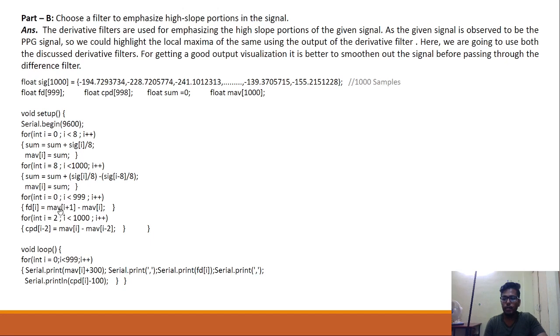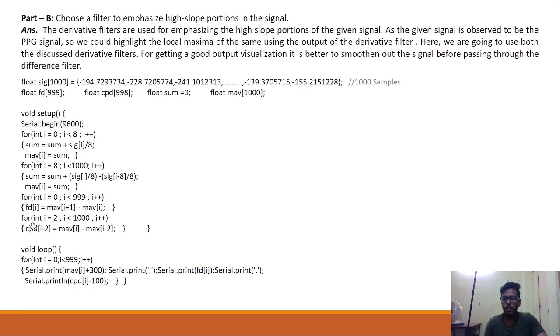So I have taken the output of the moving average filter at I plus 1 minus the moving average filter at I. This does the same thing as x of n minus x of n minus 1. Now, moving on to the 3-point central difference filter.